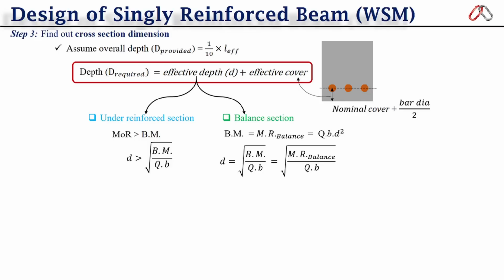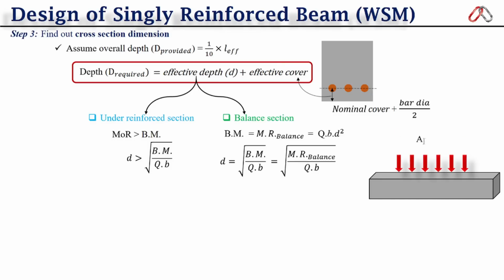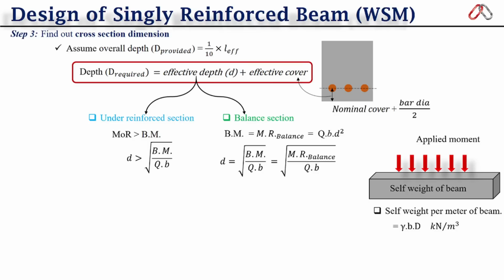Now we calculate the bending moment and breadth of beam. To calculate bending moment, you must first calculate the total loads on the beam, including the self weight of beam. So the self weight of beam per meter will be gamma BD kilonewton per meter. Here self weight also depends on breadth of beam section. Hence the next important step is, if the value of breadth is not given in the question, then how to find the breadth of beam section.